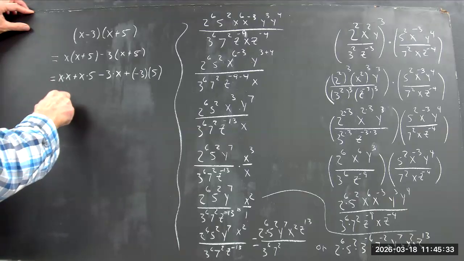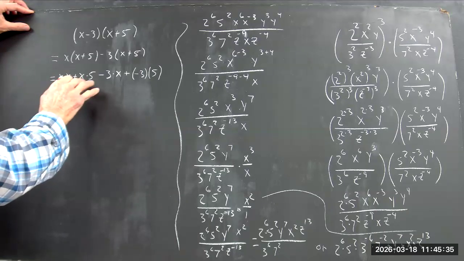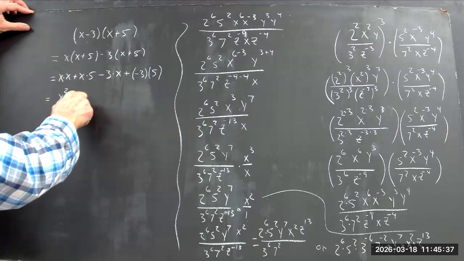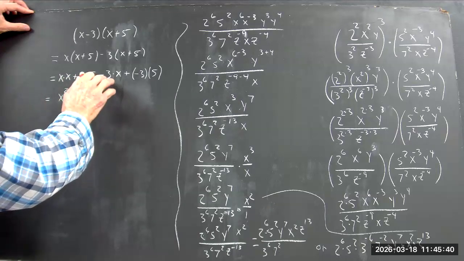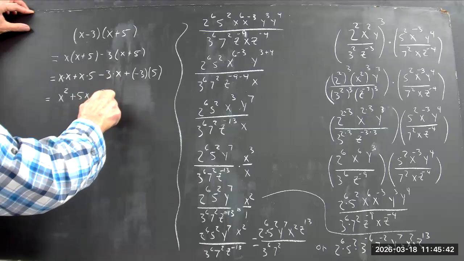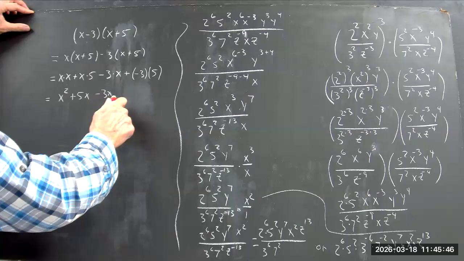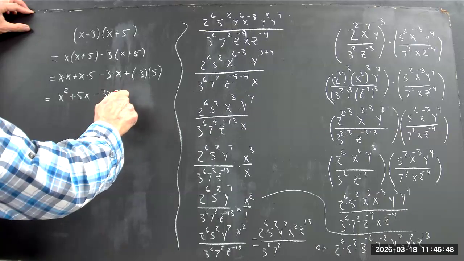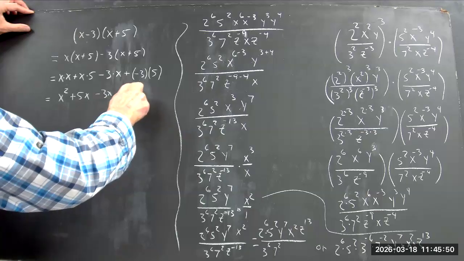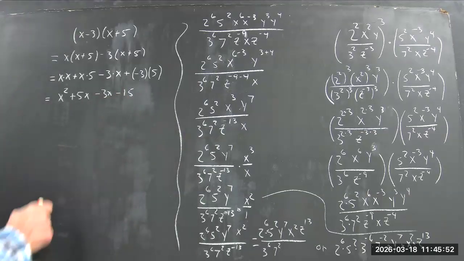Then x times x is x squared. X times 5 is 5x. Negative 3 times x is negative 3x. And negative 3 times 5 is negative 15. So we have plus a negative 15. And of course, that just means minus 15.